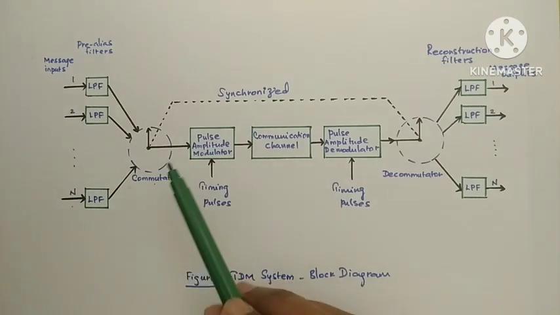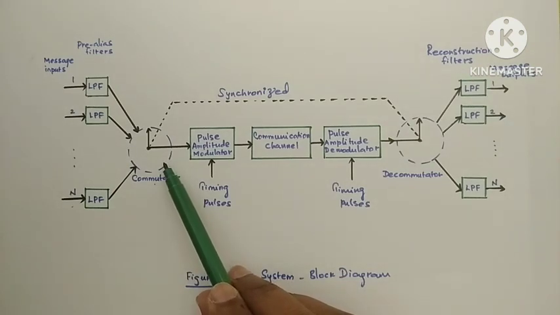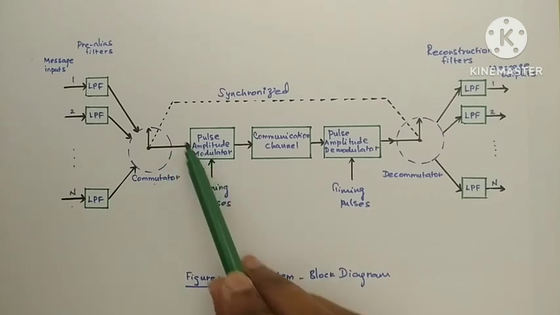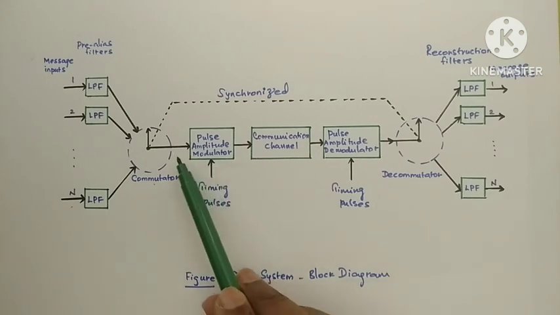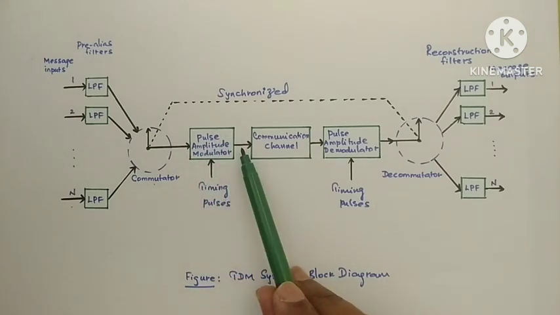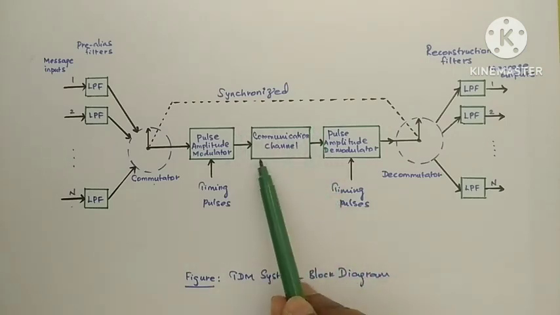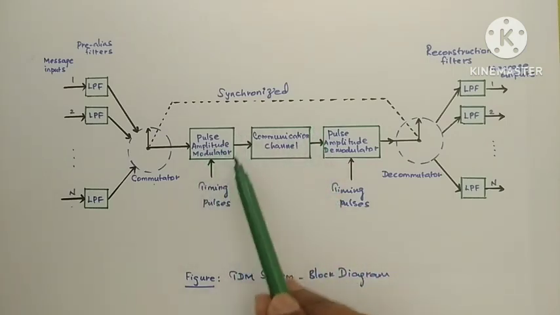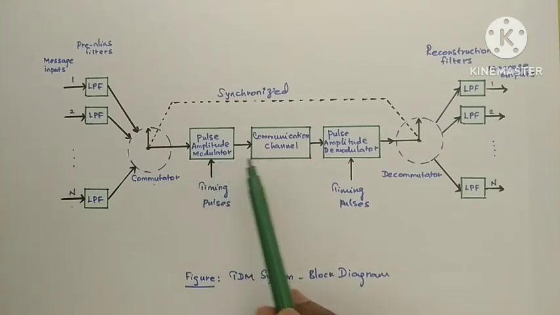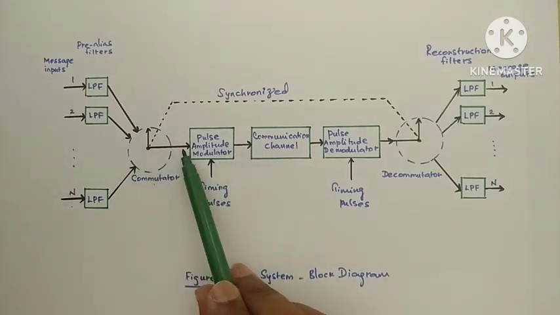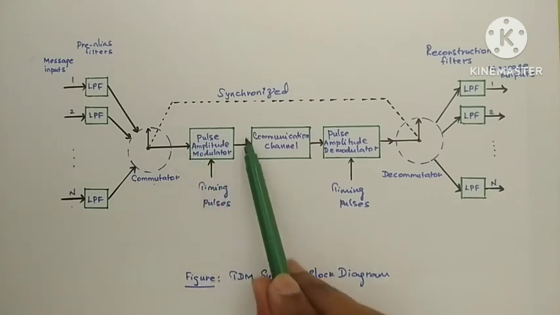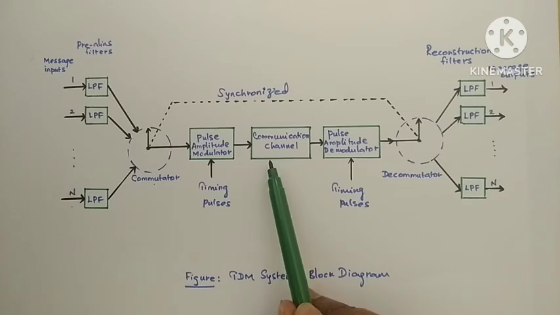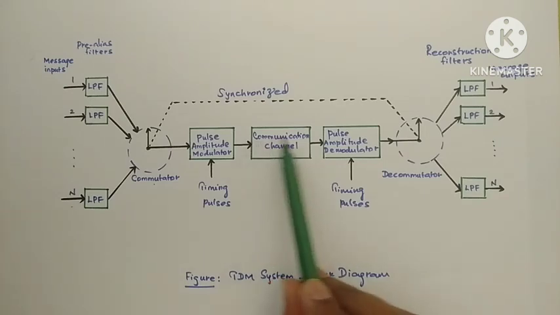After this, the commutator will give the multiplexed signals to the PAM modulator. This PAM modulator will convert the multiplexed signal into a form which is suitable for transmission in the communication channel. The PAM concept is a separate detailed topic. Here you can just explain that it converts the incoming multiplexed signal into a form suitable for transmission in the communication channel. So in this communication channel, n message signals are transmitted.